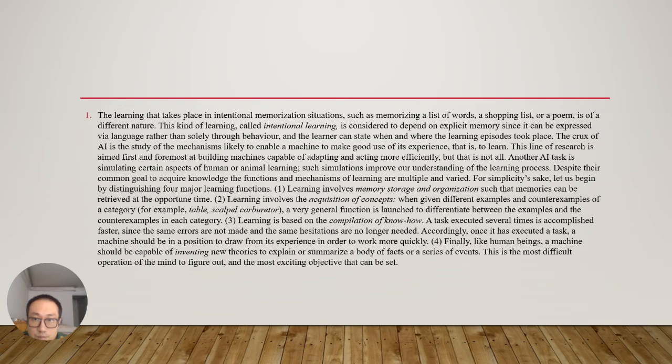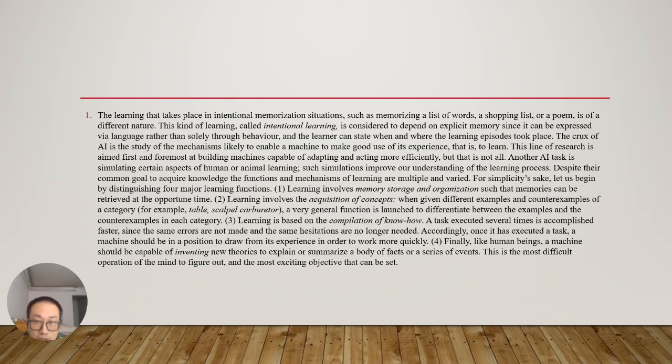The learning that takes place in intentional memorization situations, such as memorizing a list of words, a shopping list, or a poem, is of a different nature. This kind of learning, called intentional learning, is considered to depend on explicit memory since it can be expressed via language rather than solely through behavior, and the learner can state when and where the learning episodes took place.